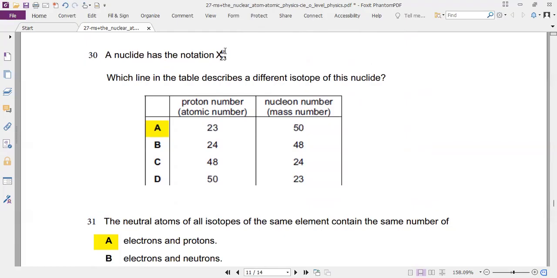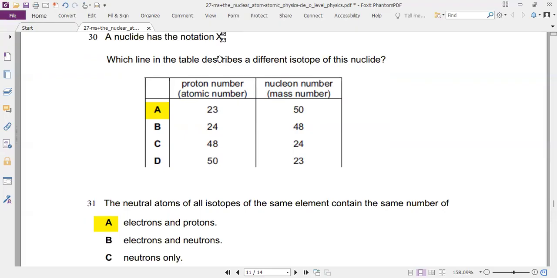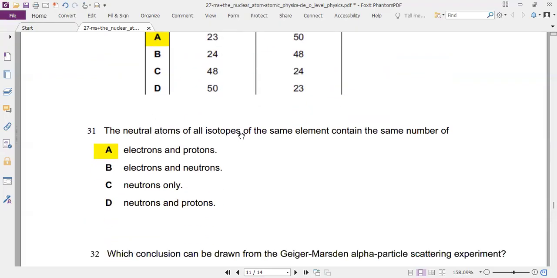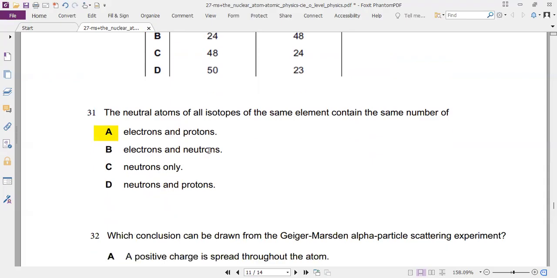The notation is 23, 48, which means the proton number is 23. A different isotope should have a different mass number. So 50 is the different mass number, and 23 is the same proton or atomic number. That's why this A is an isotope of this nuclide. Number 31: an isotope of a neutral atom should have the same electrons and protons.